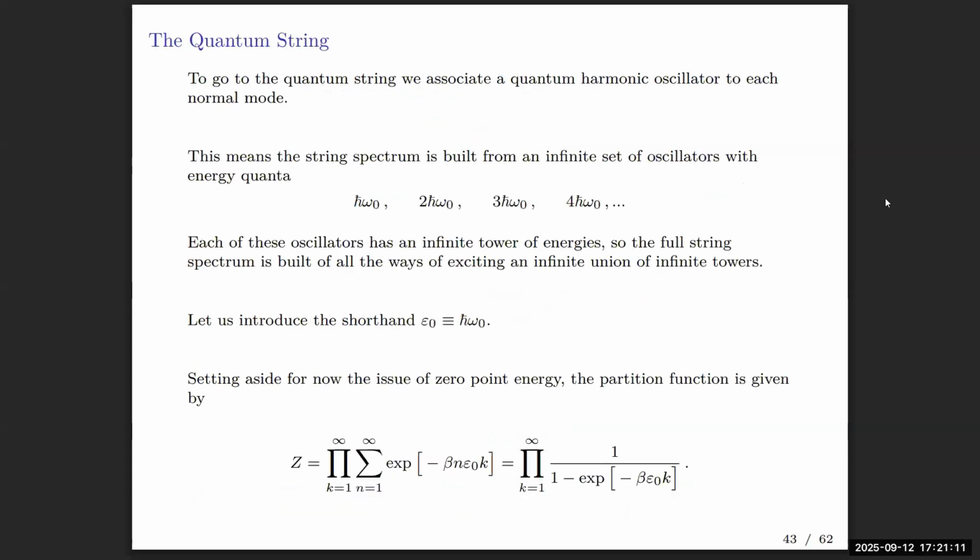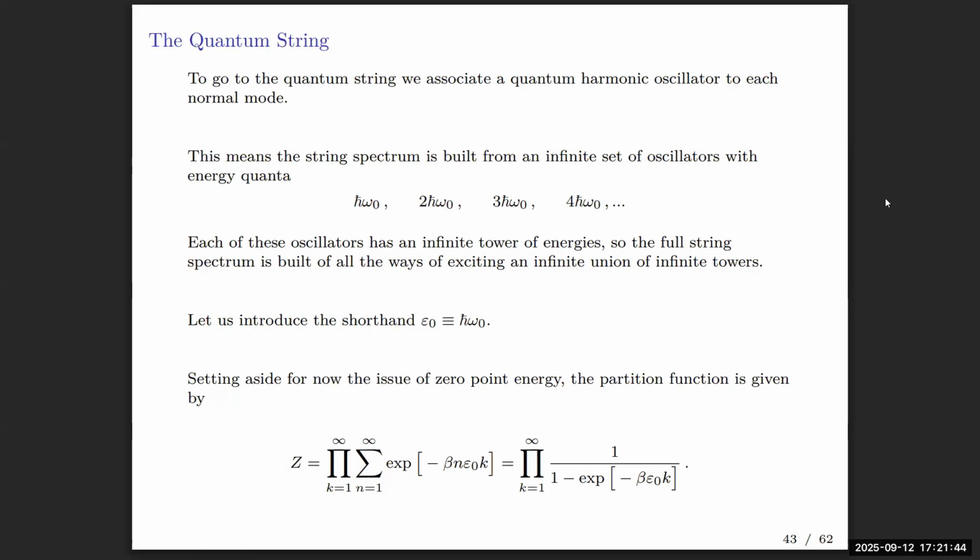Okay, so nothing advanced here, but now let's make it slightly more advanced. Let's go to quantum mechanics. The quantum mechanics idea is that you think of each of these normal modes as being a quantum harmonic oscillator, and the harmonic oscillator has this infinite tower of integer-spaced energies. So really what it means is that the string spectrum, once we go into the quantum mechanical theory, is built from an infinite set of oscillators with integer-spaced energy quanta. So we have an infinite set of oscillators, and each oscillator itself has an infinite tower of energies.